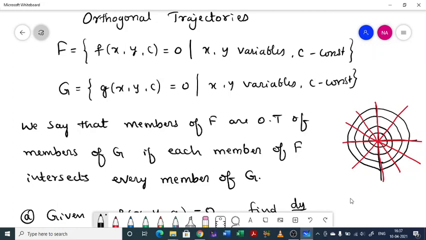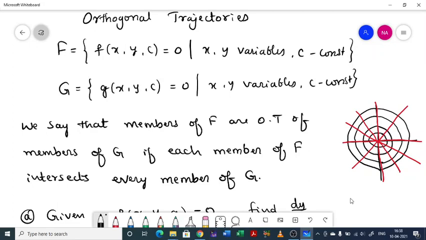One is capital F, which contains equations of the form f of x comma y comma c equal to 0. That means equations in the variables x and y and constants, and another family we have, g of x comma y comma c equal to 0. So we have two families of curves.